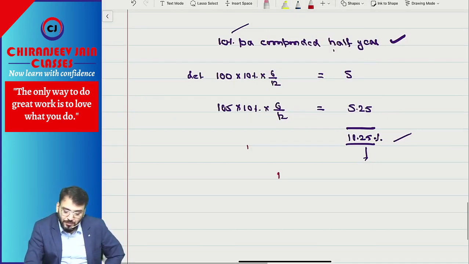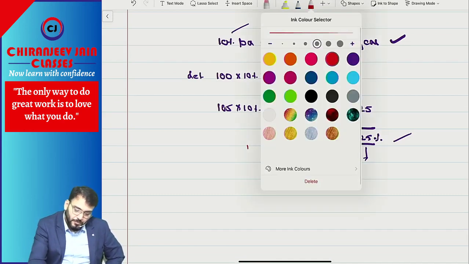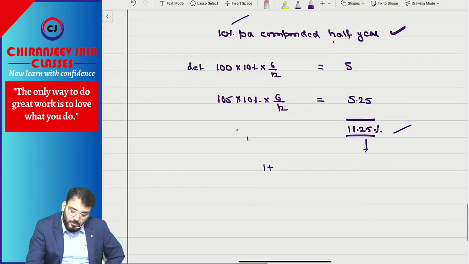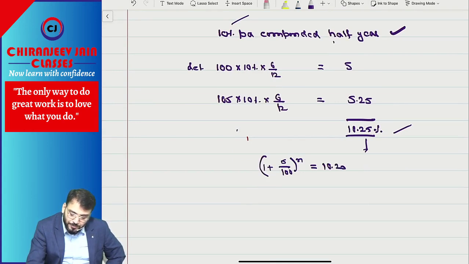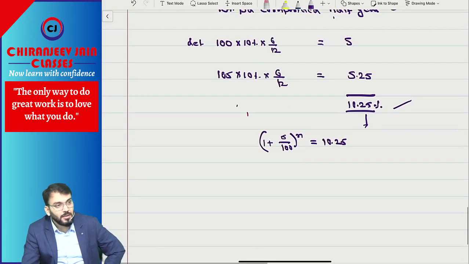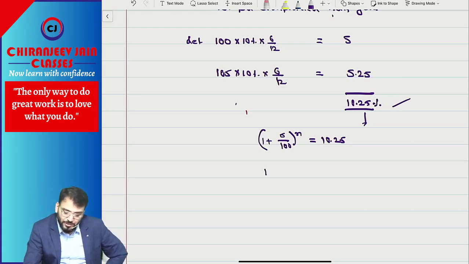Are you getting what I am saying? 1 plus r by 100 to the power n is equal to 10.25. So can you calculate r? R is coming how much? N is what? 2. Half yearly means 2 half years. So how much is it coming? Batao now.